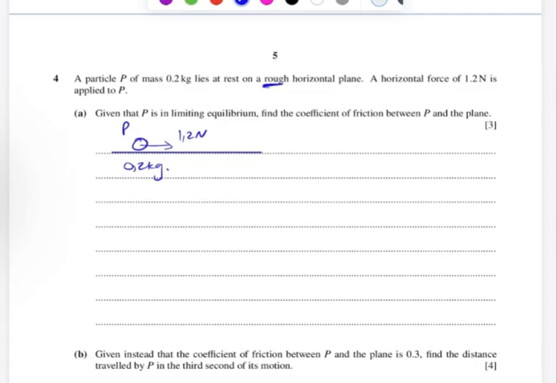Okay, so it's not saying it's in limiting equilibrium, it's just in equilibrium. So our frictional force is going to be opposing it. Friction is mu times R. In this case, the resultant of the forces in the y direction is just going to be opposite the weight. So my frictional force is 1.2, and then I've got mu, and my R value is going to be 0.2 times 10.